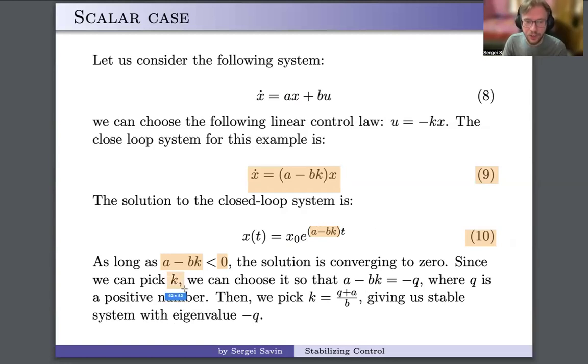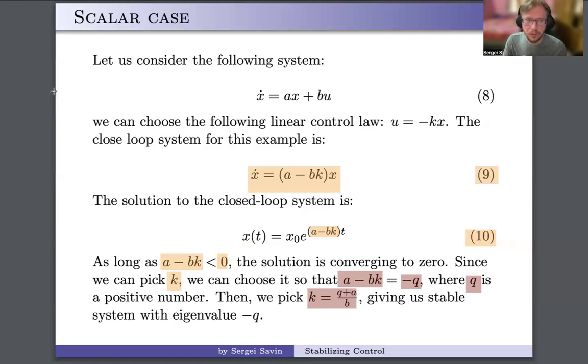Now we can pick whichever k we want. So our goal would be to pick such k that a minus bk would be a negative number. For example, minus q, where q is some positive number, right? So let's say q is 10, then we say a minus bk equals minus 10. From this, we can just compute k. K in this case would be equal to q plus a divided by b, right?